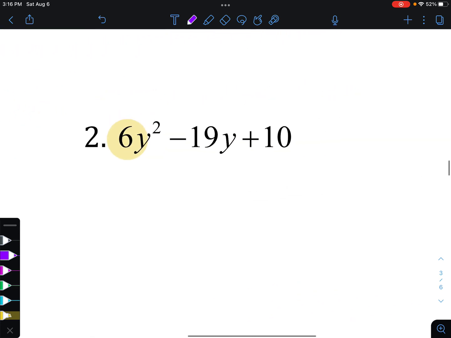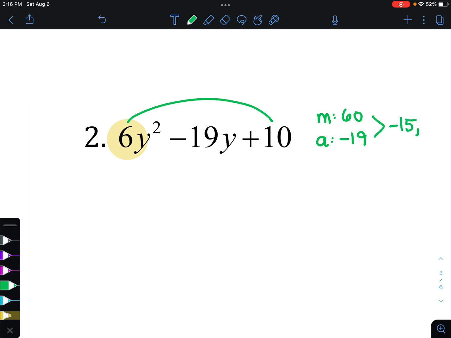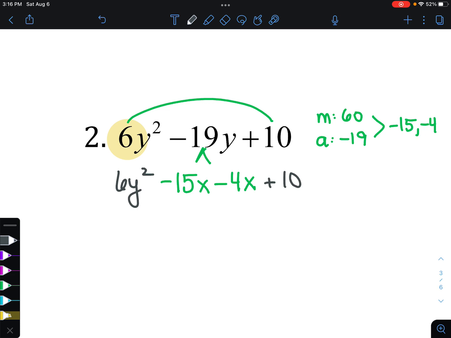Okay, I'm going to try this one really quickly. So let's see. I'm first going to think of two numbers that multiply to 60 and add to negative 19. So when we do that, the two numbers are going to be negative 15 and negative 4. So those are the numbers I'm going to use to split the middle. So it's going to be negative 15x minus 4x. Drop the first and the last terms down, same as original. Now I'm going to group the first two, last two, and take out my GCF.